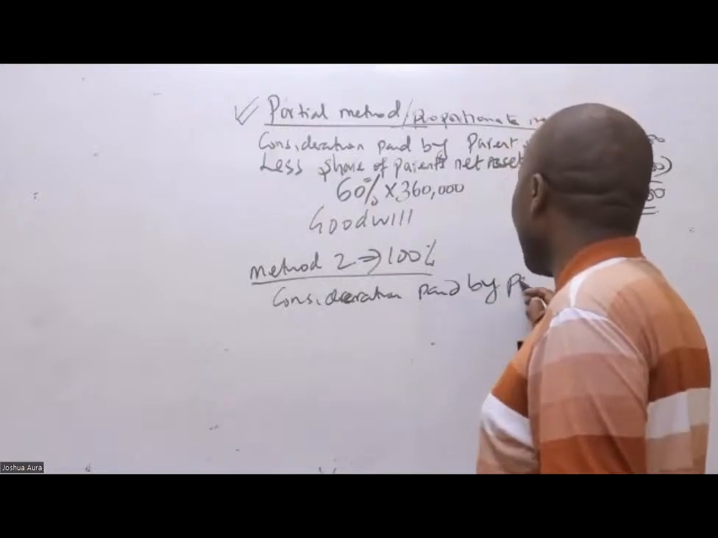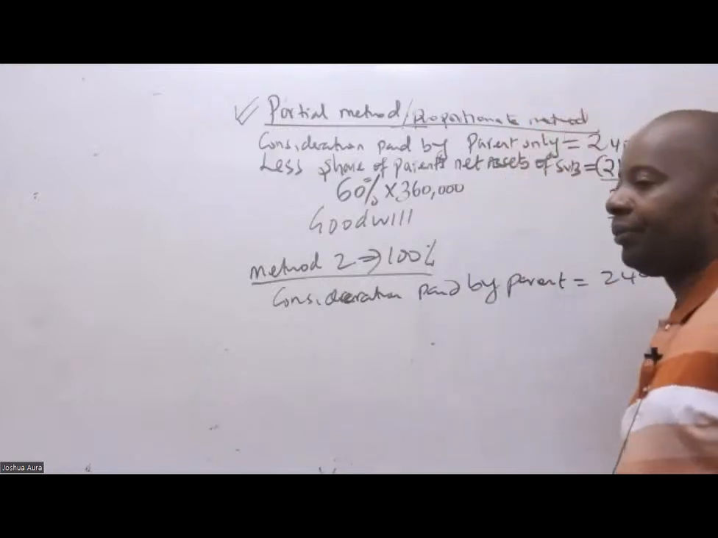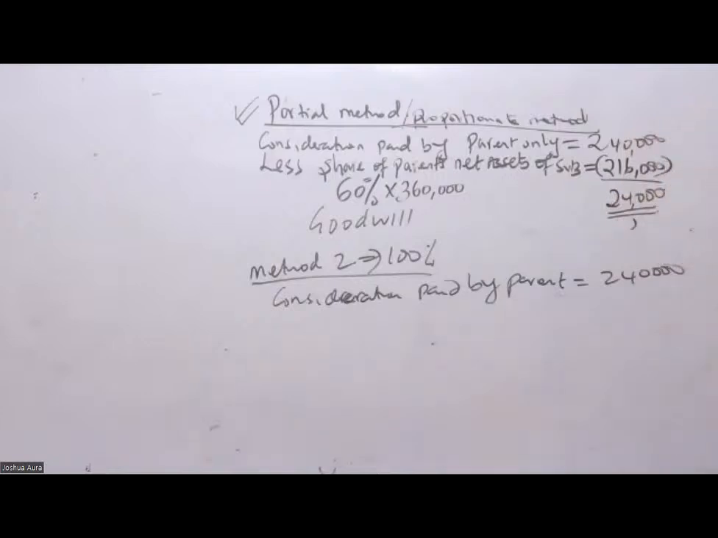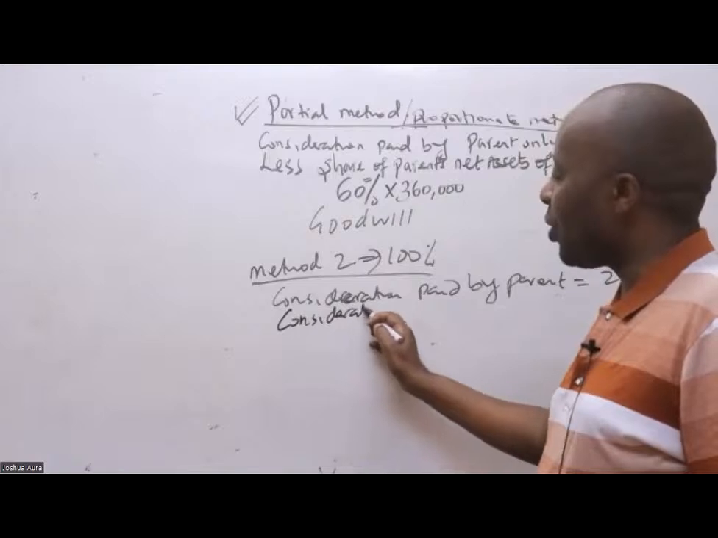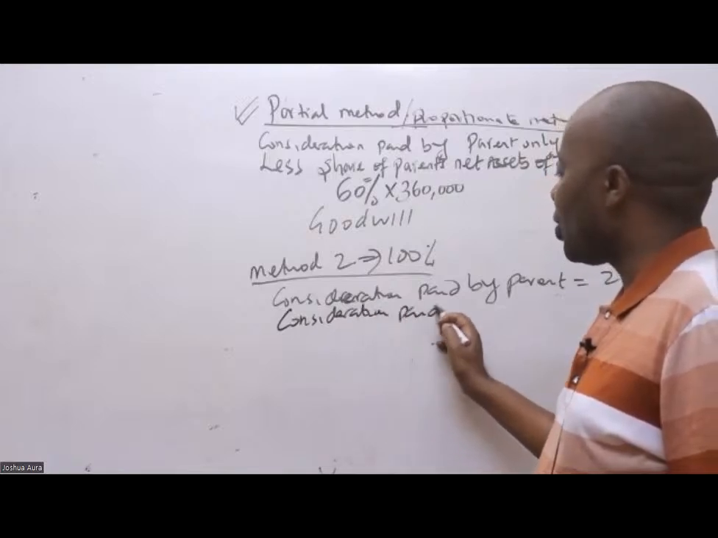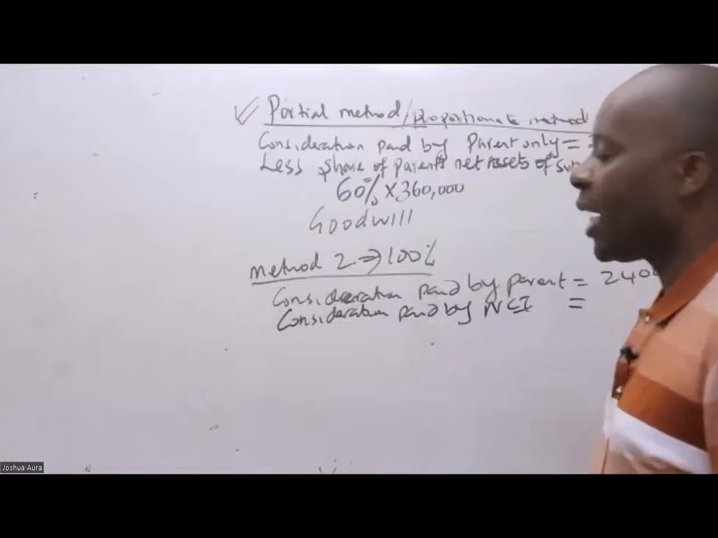paid by the parent, 240,000. 240,000 is the consideration that was paid by the parent. They want us to make use of partial method, but they would still want us to bring here the consideration that was paid by NCA. I'll show you how to calculate it.